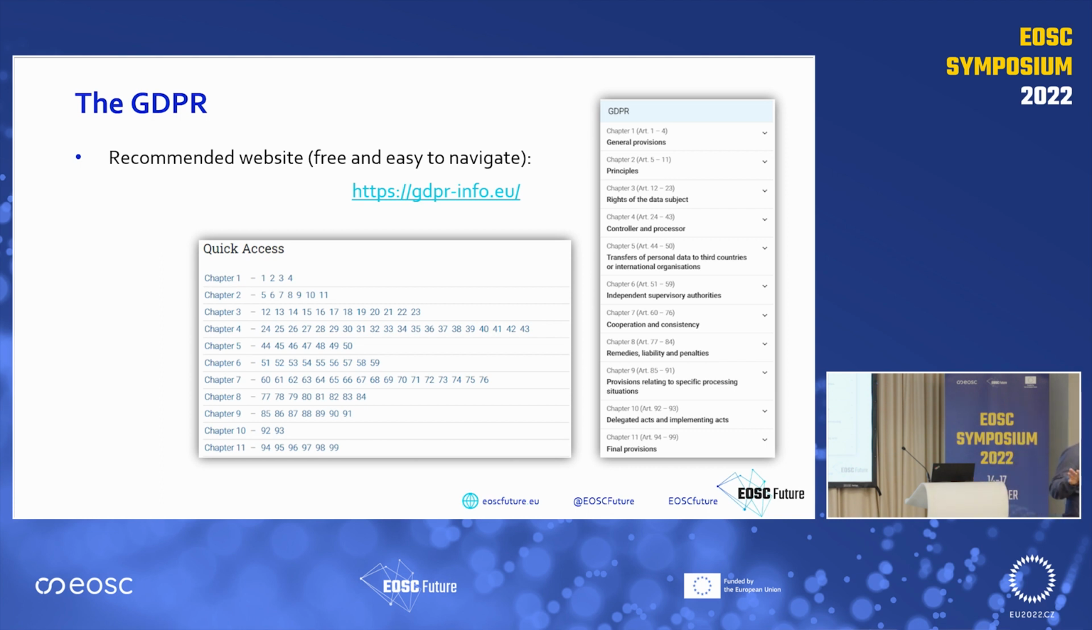I probably didn't read the entire GDPR, but I would like to encourage you to check this website, or there are other websites as well. You should be aware that this is a commercial website. This is not like the official European Union website or something like this, but I like this website because it's very easy to navigate. You can find other web sources as well. As you can see here, GDPR consists of 11 chapters and a total of 99 articles.